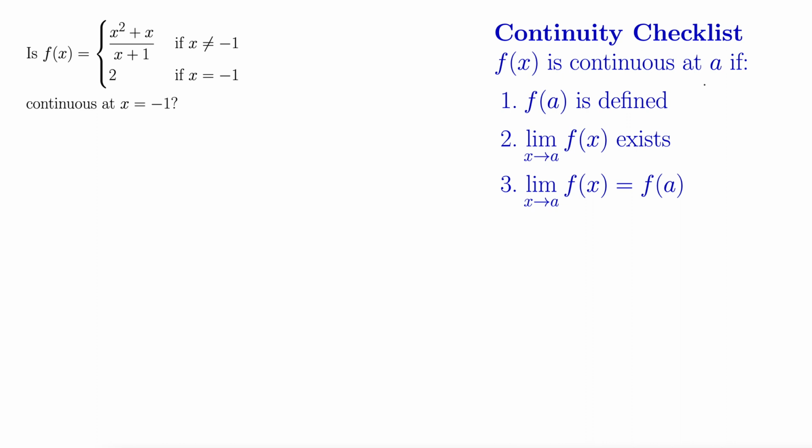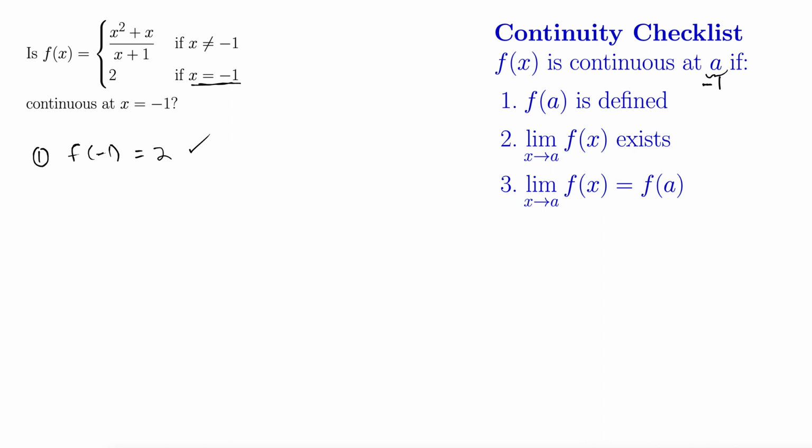So here our a is -1, right? So let's check through these 3 requirements. Is the function defined at -1? So f of -1. Well, I go back up. This is a piecewise function, and right here, it says what happens at x equals -1. f of -1 is 2. So yes, it is defined there. The function is simply 2 at -1.